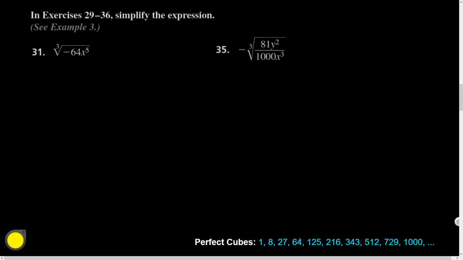And so 64 itself is a perfect cube. The cubed root of, well, tell you what, I'll write it down. Cubed root of -64 times the cubed root of x cubed times x to the what?